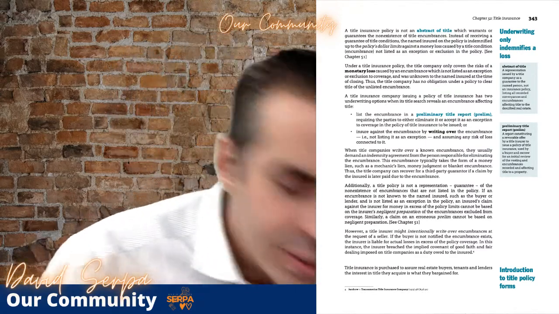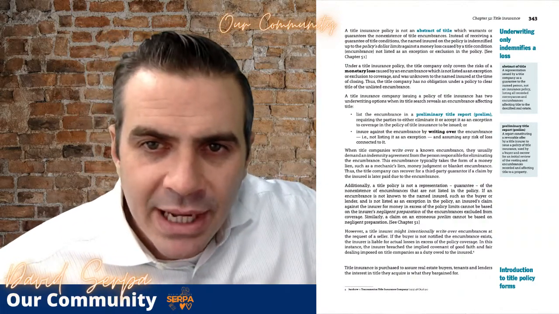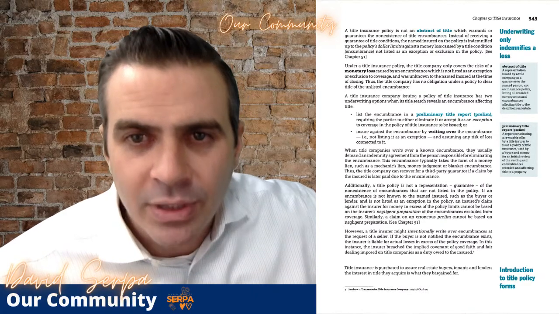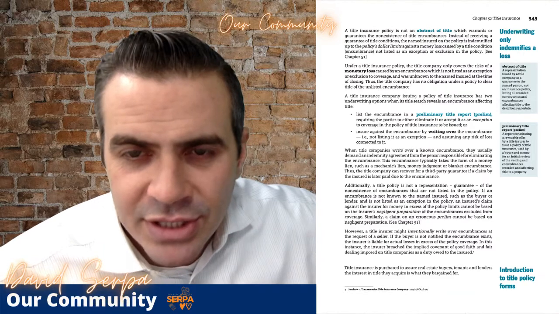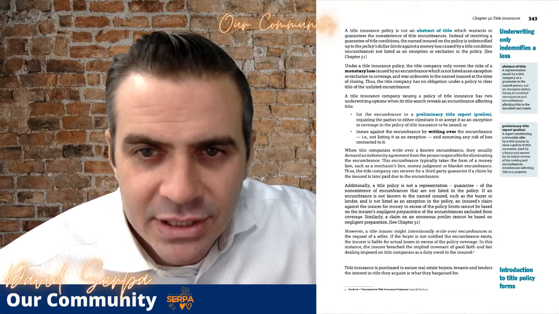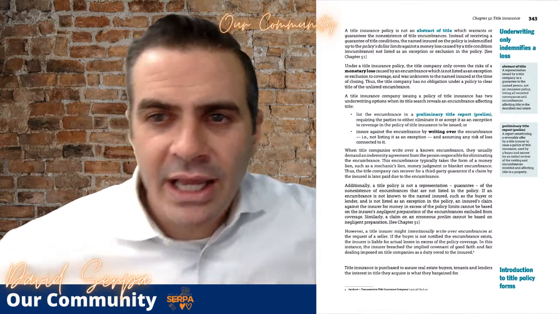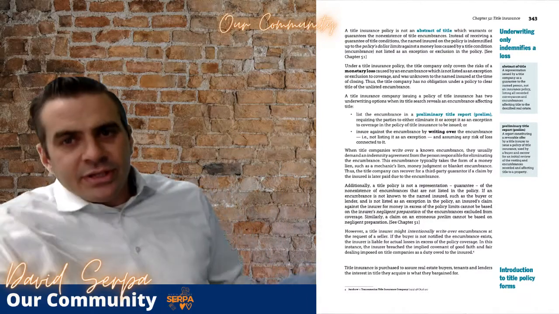When title companies write over a known encumbrance, they usually demand an indemnity agreement from the person responsible for eliminating the encumbrance. This encumbrance typically takes the form of a money lien, such as a mechanic's lien, money judgment, or blanket encumbrance. Thus, the title company can recover from a third-party guarantor if a claim by the insured is later paid due to the encumbrance.